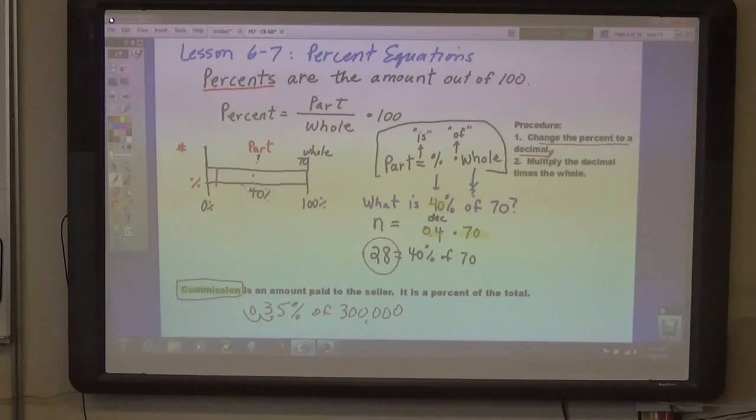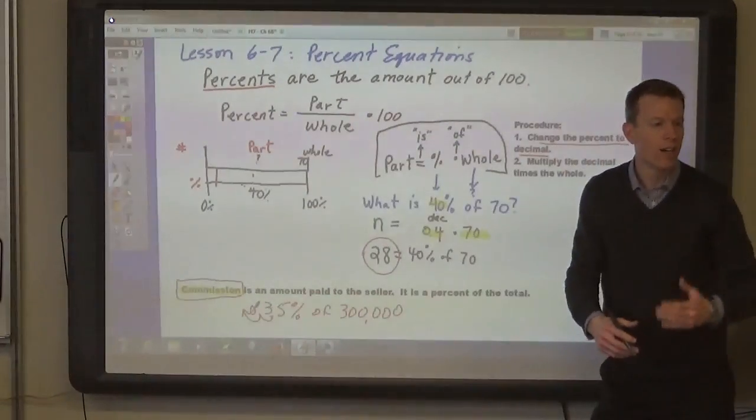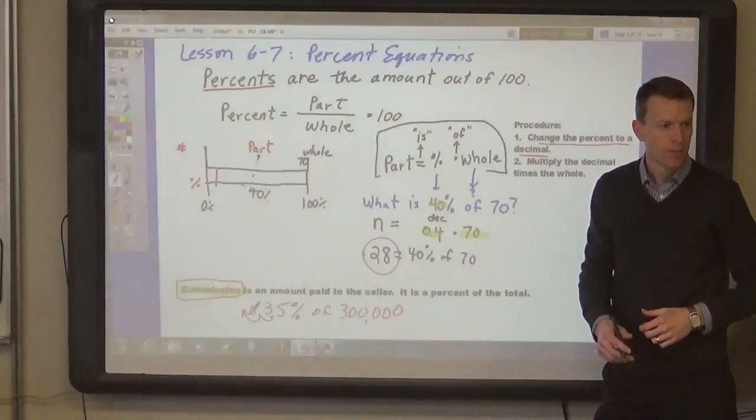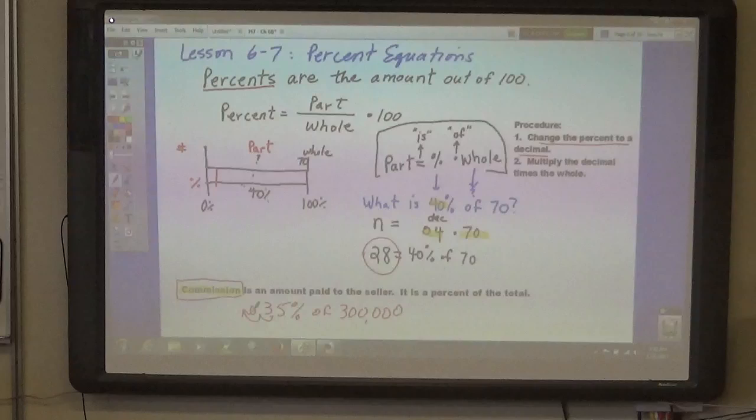When you are changing it to a decimal, you move the decimal place 2 places to the left. You're dividing it by 100. Remember, to change a decimal to a percent, you multiply by 100. So to undo that, you divide it by 100. So what is the decimal?